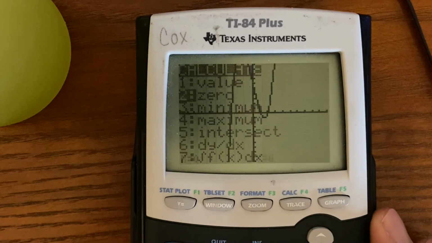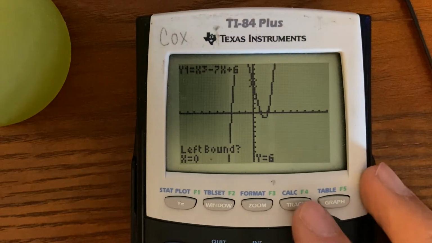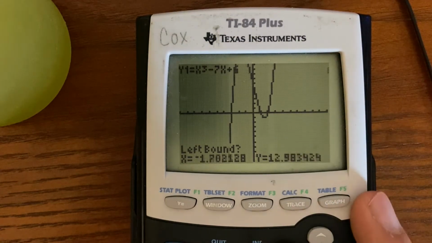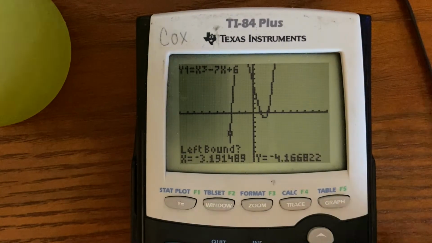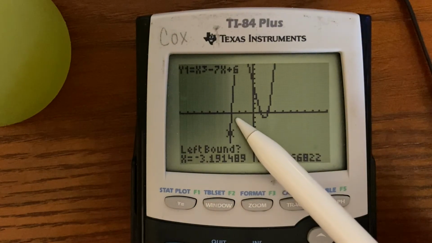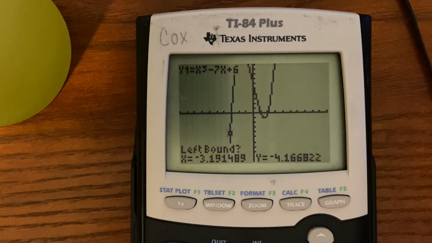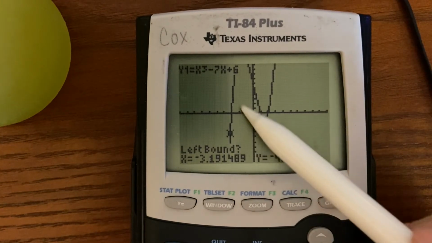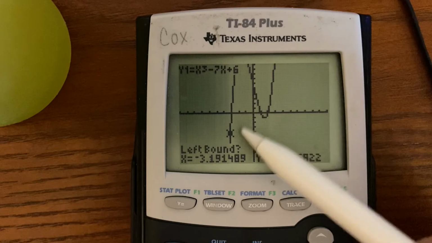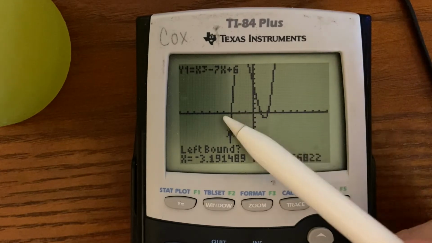And now I've got this left bound, right? So this is going to say, well, we can kind of see pretty clearly that right about here is one of my zeros. And with left and right bound, we're kind of telling the calculator, okay, zoom in around this 0 and then tell me the point where the graph hits the x-axis between these two values that I give you.